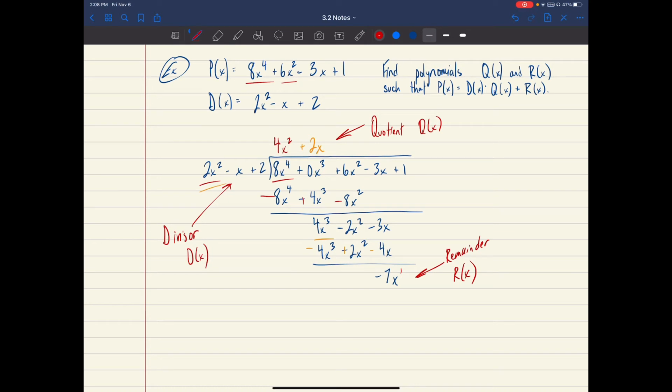And so this just wants us to write them in this form that I underlined. Okay, so the polynomial, this is kind of an irritating process, but I'll do it anyway. 8x to the fourth plus 6x squared minus 3x plus 1 equals the divisor times the quotient plus the remainder. I'll switch that sign.